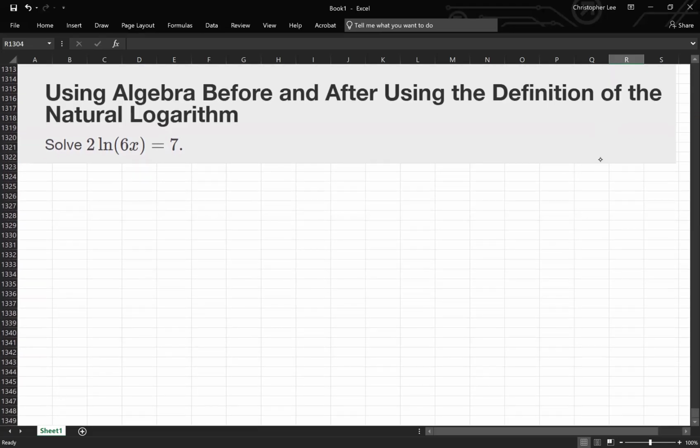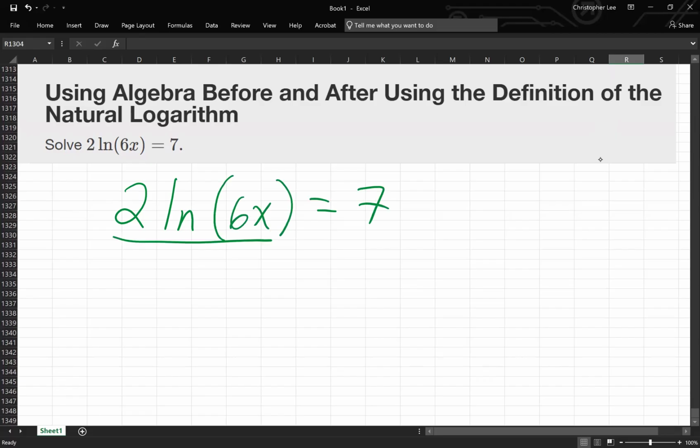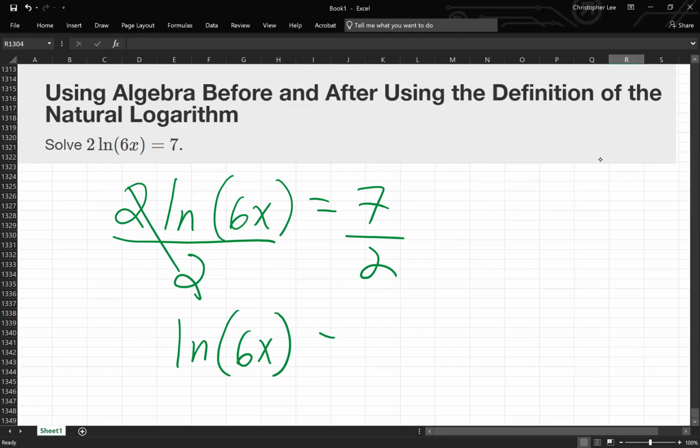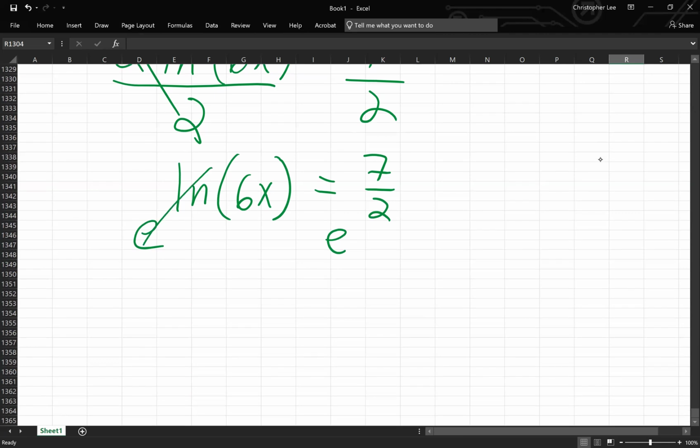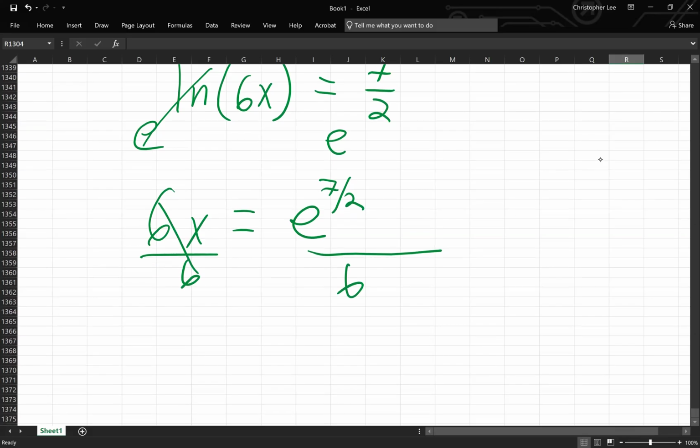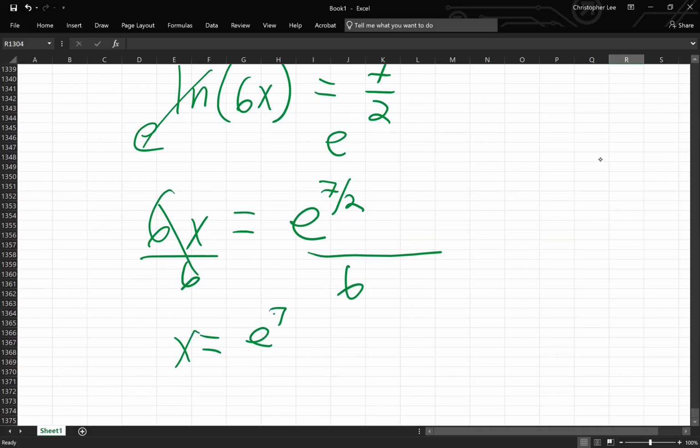All right, easy question. 2 ln 6x equals 7. Divide by 2, divide by 2. ln 6x is equal to 7 over 2. Right? Get rid of this. 6x is equal to e to the 7 over 2 power, divide by 6. Divide by 6. x equals e to the 7 over 2 divided by 6. Questions, anybody?